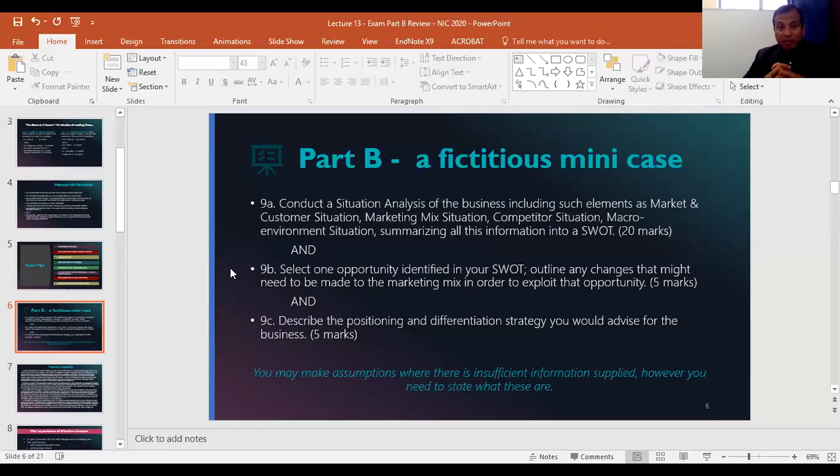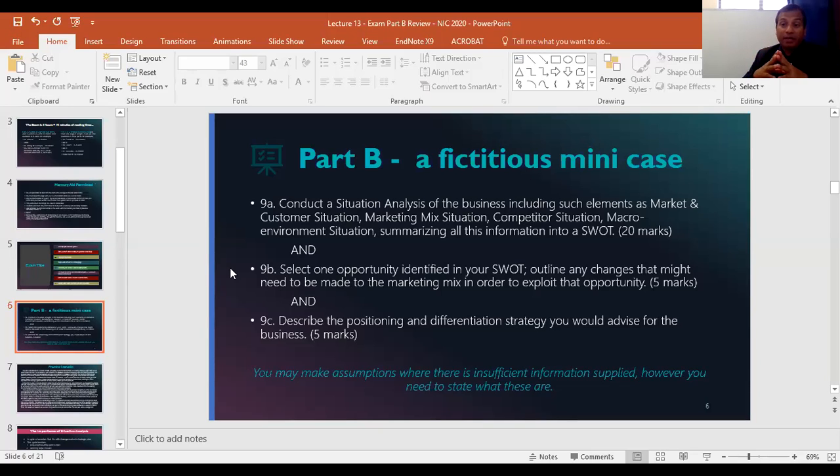Part B, 9B, will be: select one opportunity identified in your SWOT analysis. Based on the SWOT analysis, you might have come up with so many elements regarding the opportunities. So what we are suggesting is that from that case analysis, you have to identify one particular opportunity, and then outline any changes that might need to be made to the marketing mix in order to exploit that opportunity. So from the case, as I said, strengths, weaknesses, threats, and opportunities, you have to bring it out from the case.